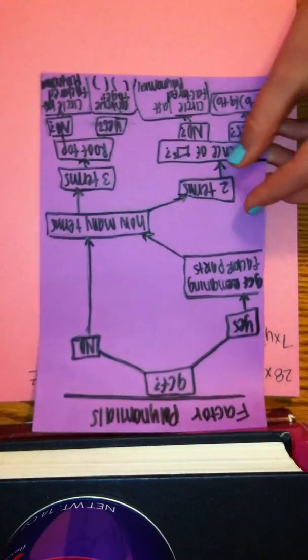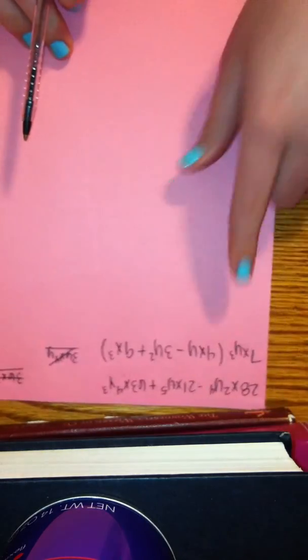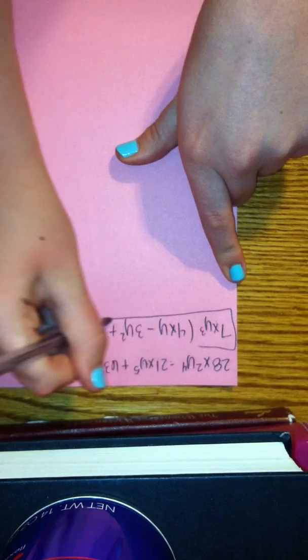So rooftop, no. So you circle the last factored polynomial, which is the last one that we factored. So this right here would be your answer.